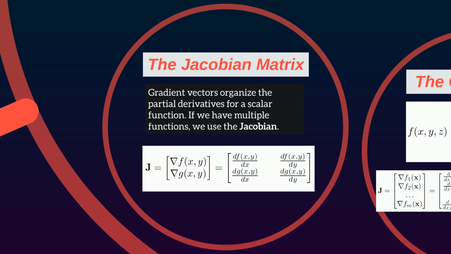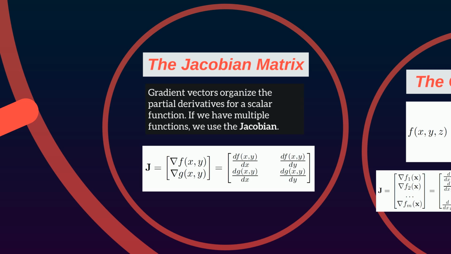So if we had 2 functions, we have f of x, y and we had g of x, y, the Jacobian is going to be the gradient of f of x, y in the first position of our vertical vector here, or our column vector. The second is going to be the gradient of g of x, y. And this is going to produce a 2 by 2 matrix. Since we have 2 partials here, we have the partials of f with respect to x and with respect to y in our top row, and in the second row we're going to have the partials of g with respect to x and the partials of g with respect to y. So this is the Jacobian. We're simply organizing multiple gradient vectors and their partials into a larger matrix.